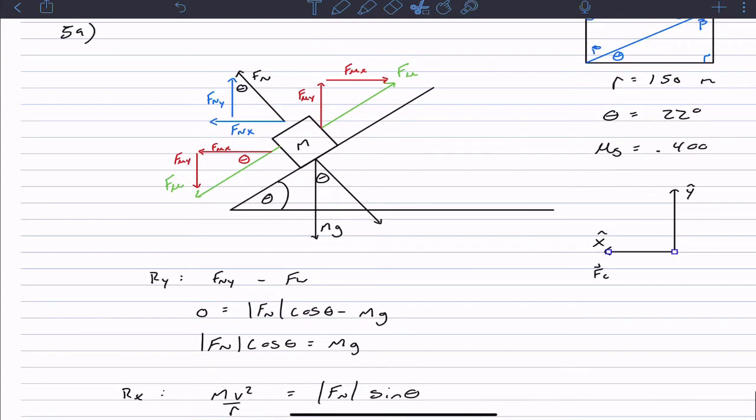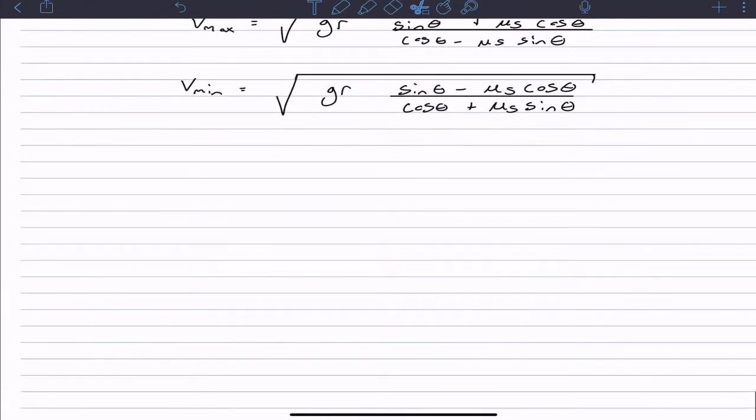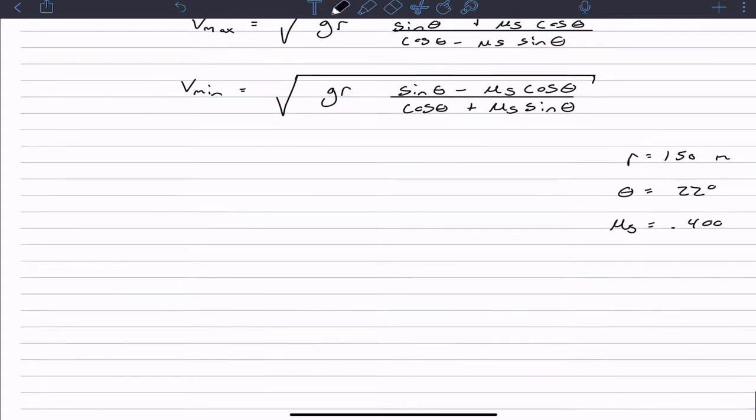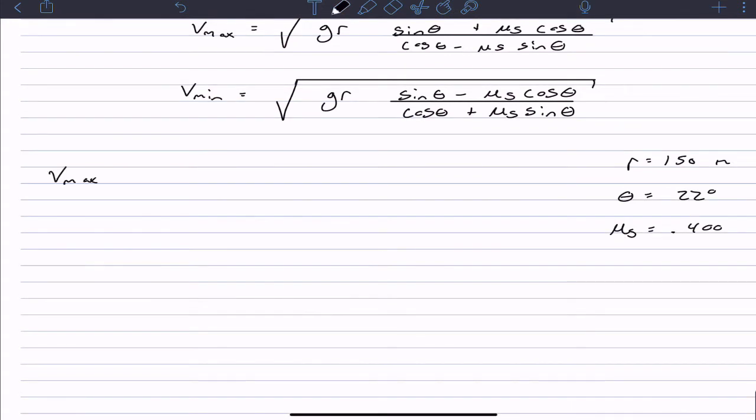Look at that. There we go. Okay. So we plug these values into these equations. We come up with a V max that equals 37.565 meters per second, which I'm going to approximate to about 38 meters per second. That's the maximum speed, and the minimum speed comes out to be about 2.2583 meters per second, which comes out to be about 2.3 meters per second.